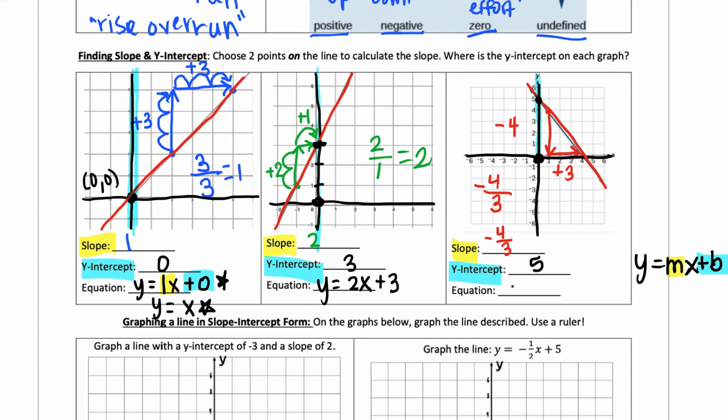Then in my last one, my slope was negative 4/3, so I'm going to write y equals, and then plug in my slope value, so negative 4/3. It needs an x next to it because the slope is always the coefficient on x. And then we add or subtract our y-intercept. In our y-intercept, we had positive 5, so we'll write plus 5.